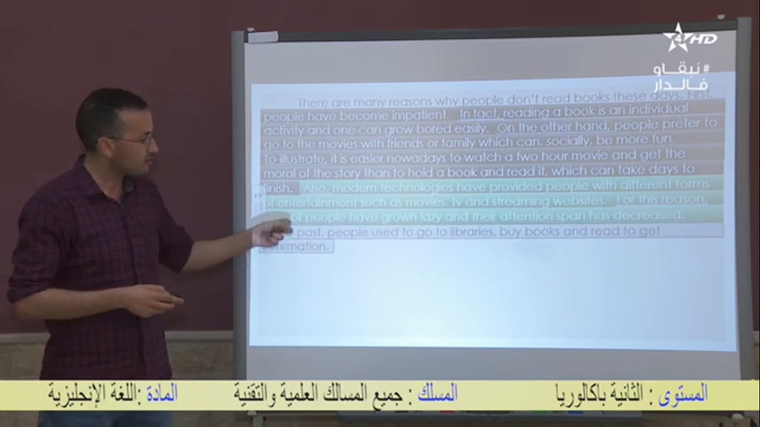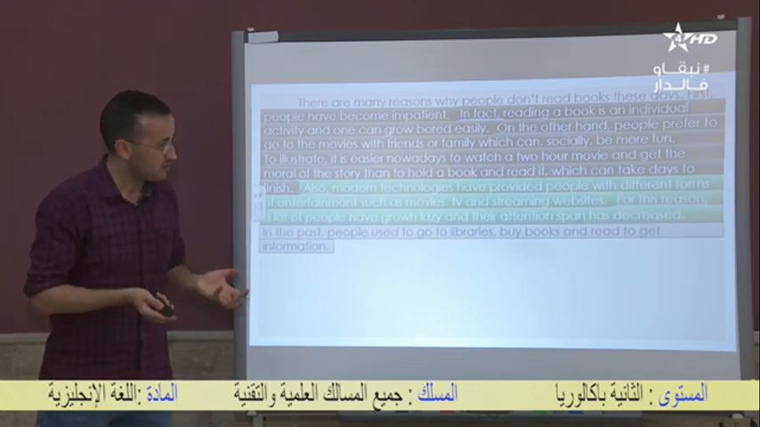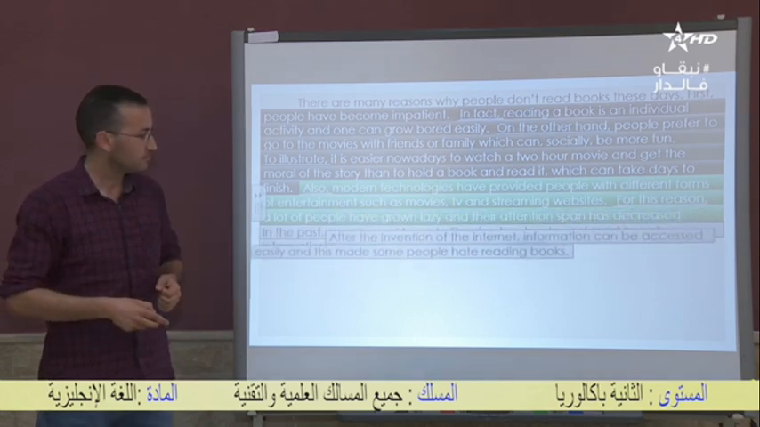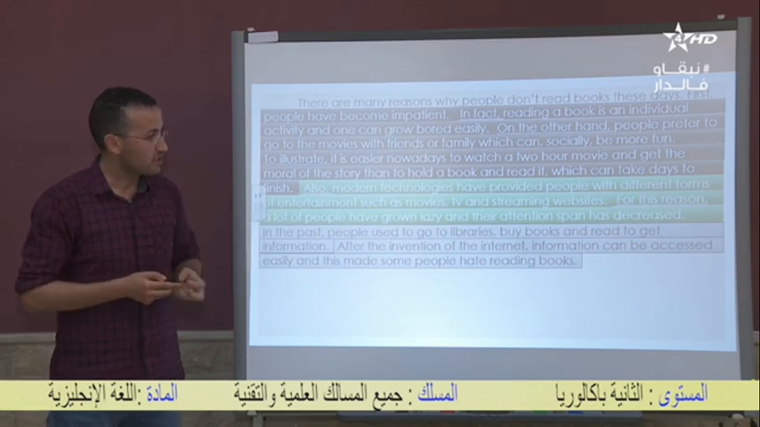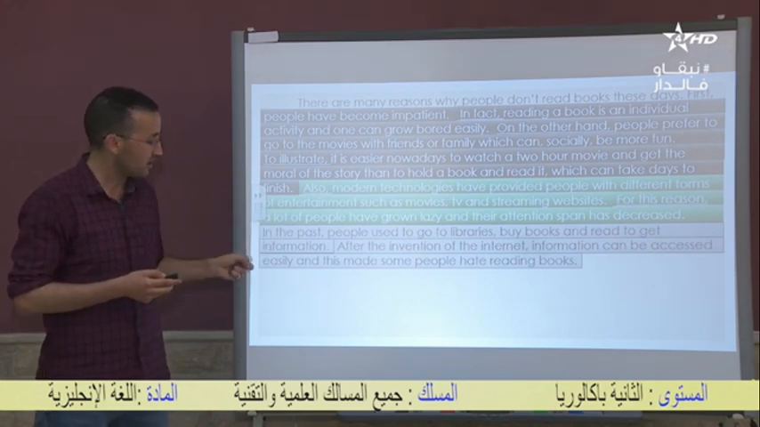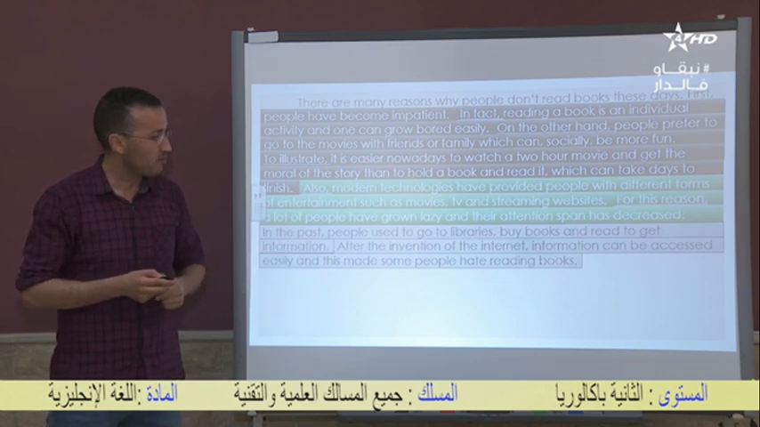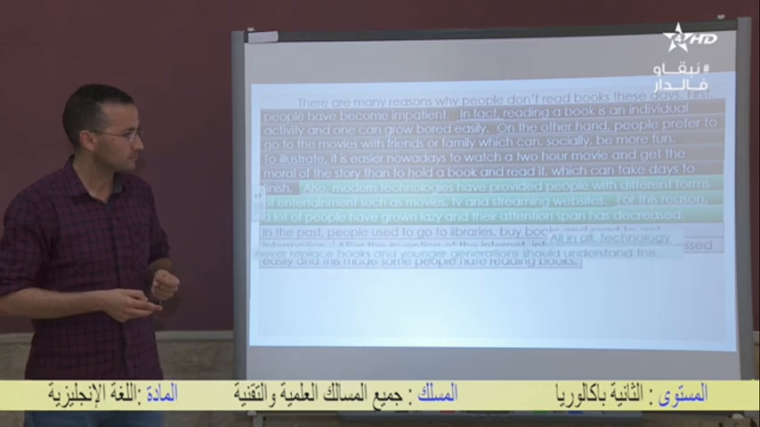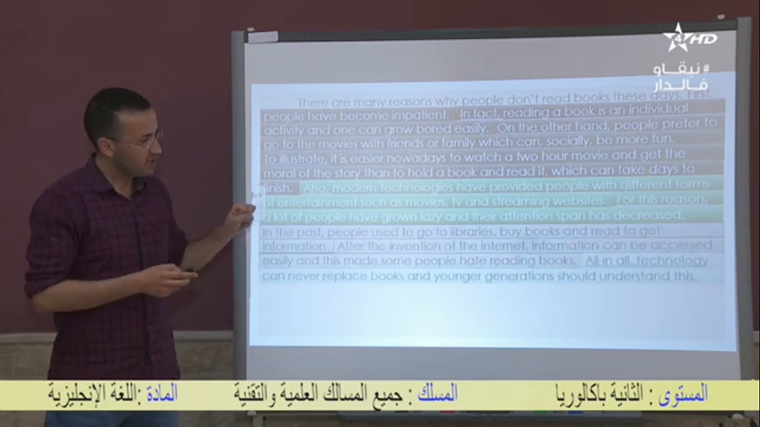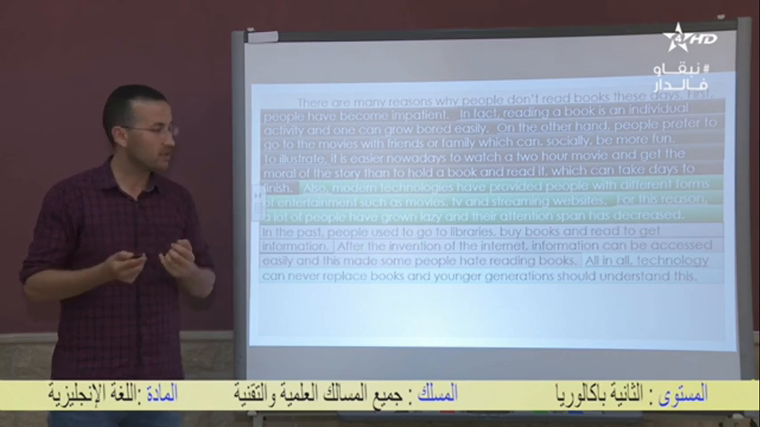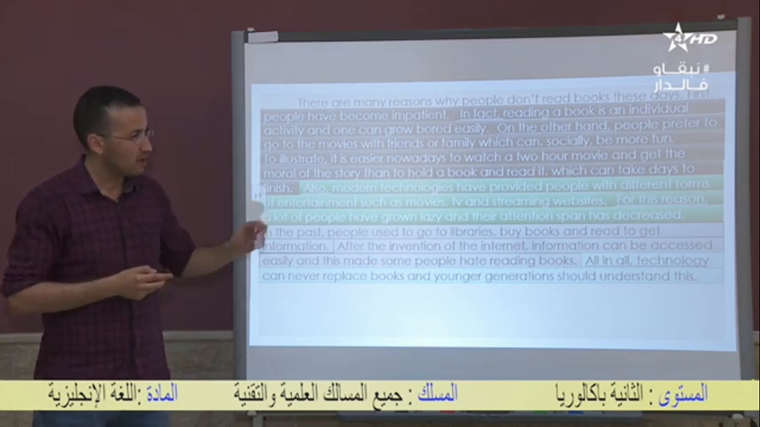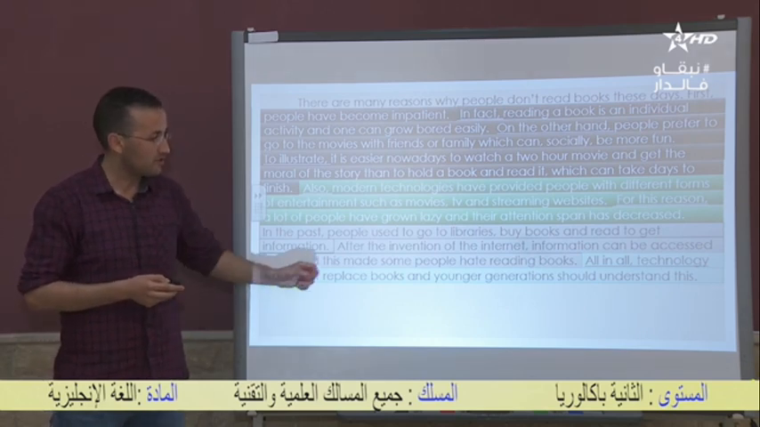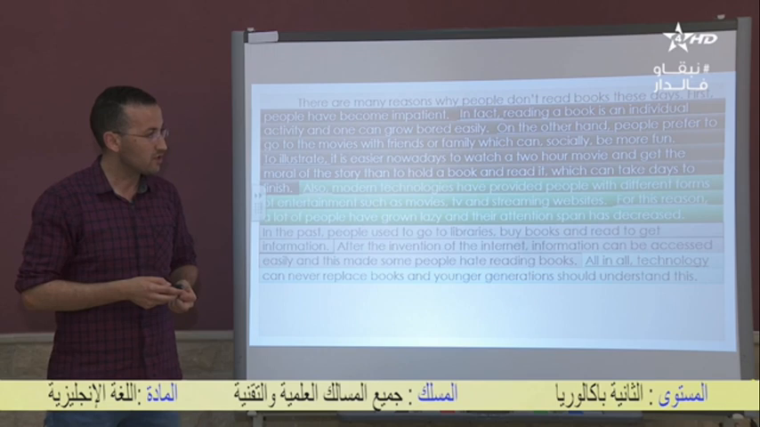Next, in the past, people used to go to libraries, buy books, and read to get information. After the invention of the internet, information can be accessed easily, and this made some people hate reading books. And the last thing here we are going to add is the concluding sentence. All in all, technology can never replace books, and younger generations should understand this.